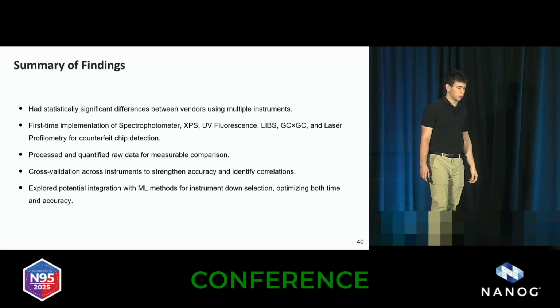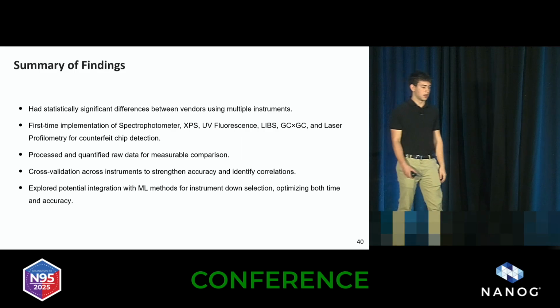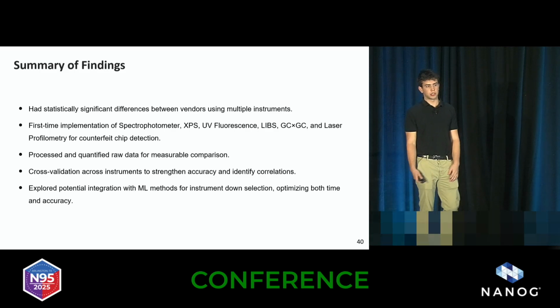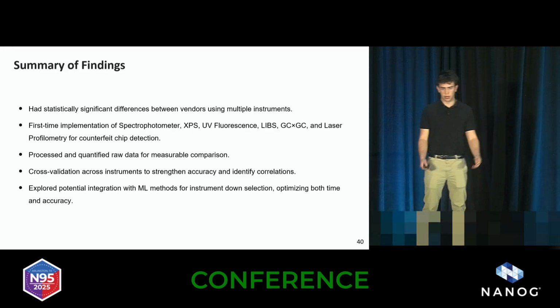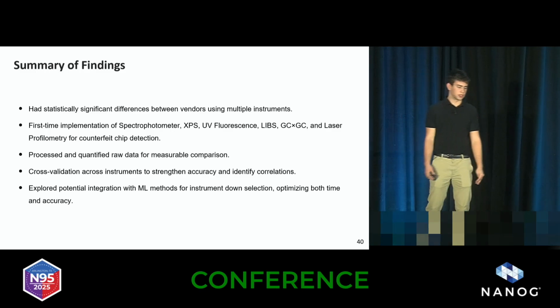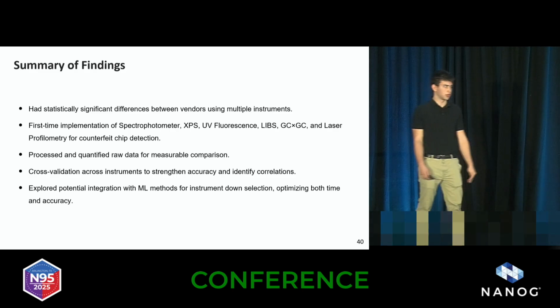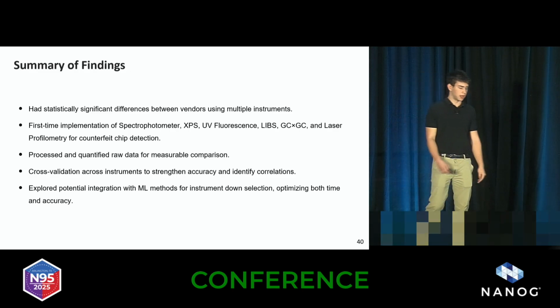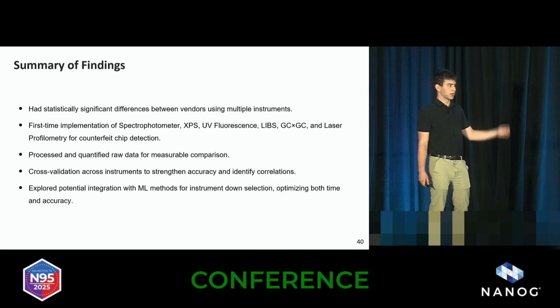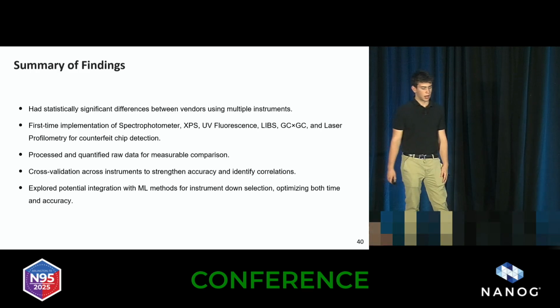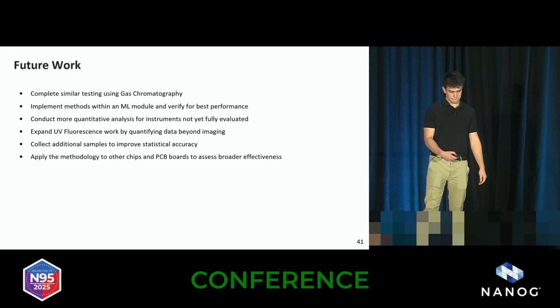And then we were able to process and quantify the raw data. We cross-validated across the instruments, so we wanted to make sure that there was a consistent reading across some of our results. And then we're exploring currently potential integration with ML models for the instrument down selection to optimize those metrics, like I mentioned before, accuracy and time.